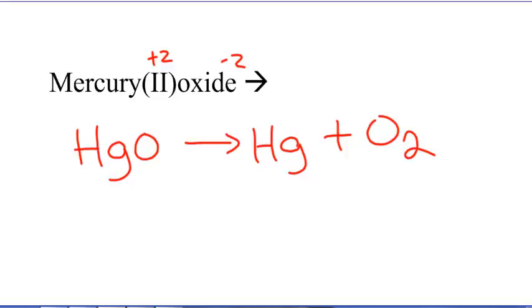Again, I'm thinking about single atom, diatomic element. To balance, I have to put a 2 in front of the HgO because of this 2 over here. And what else needs to be done? A 2 in front of the Hg.